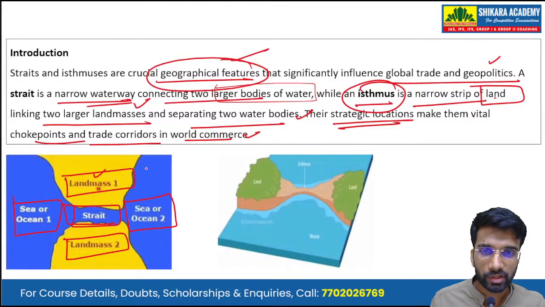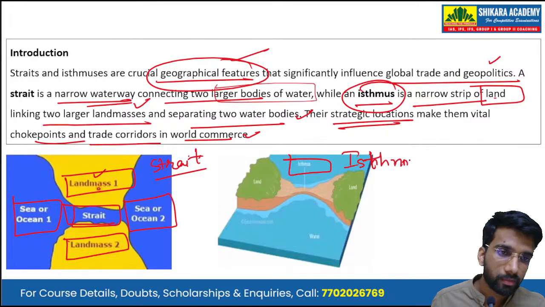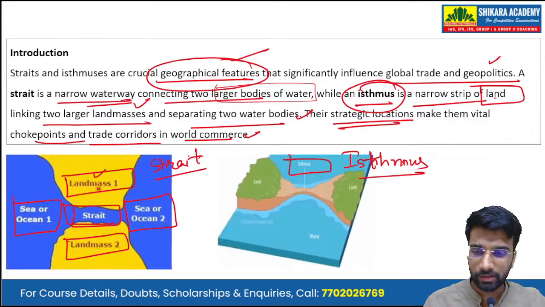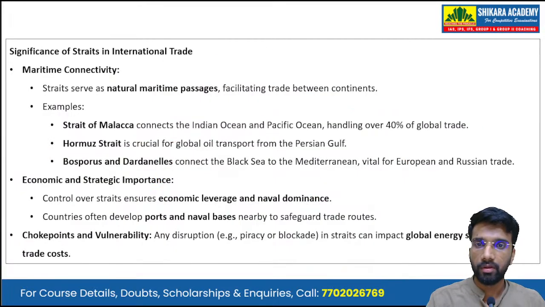So, this is a strait, a narrow water body connecting two larger water bodies, and this is an isthmus, a narrow piece of land that connects two large land masses. Now we have to write the significance of straits in international trade.